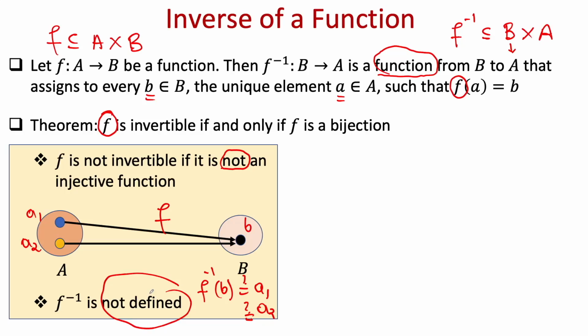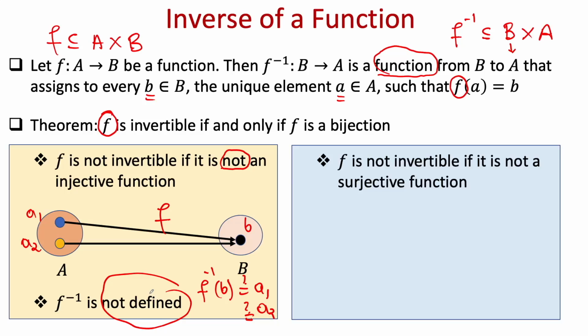I stress that if this had been a relation, then it's absolutely fine. If it had been a relation, then in f inverse you could have (b, a1) and (b, a2) as well, because in a relation there is no restriction. But f inverse has to be a function, and you can't have two images for the same element if it's a function. So clearly this shows that if your function f is not an injective function, then it is not invertible.